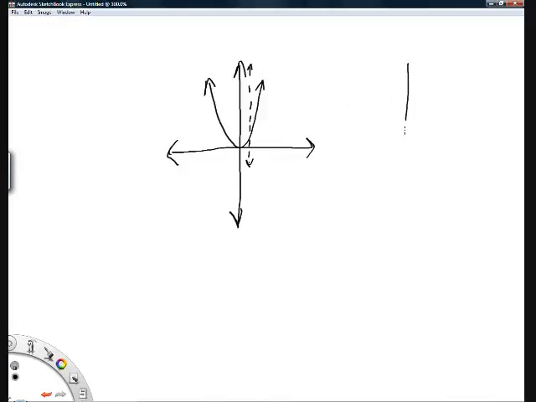But if I take another xy graph, such as this one, notice how if I place a vertical line, it goes through the graph twice. This vertical line intersects the graph here and here.